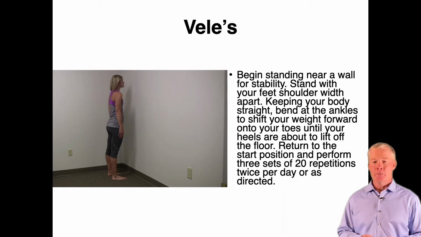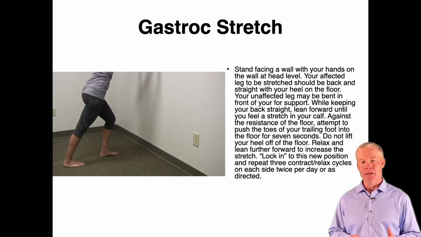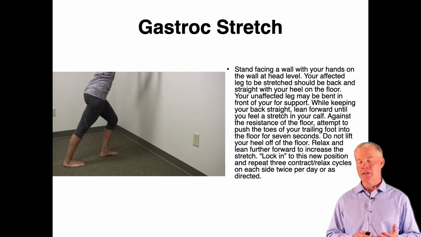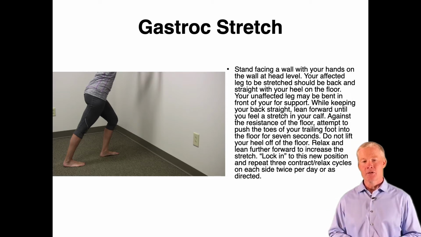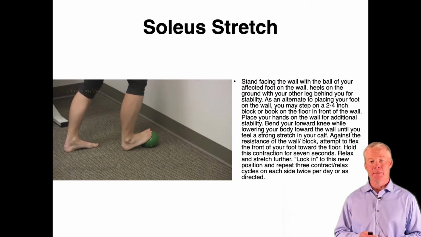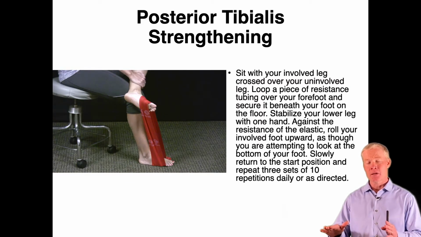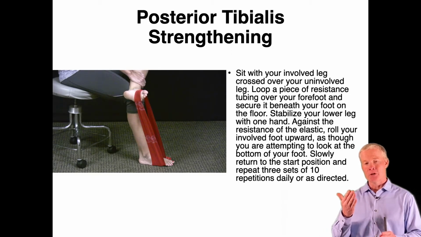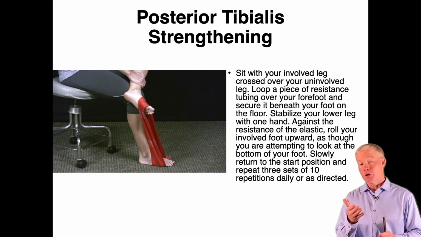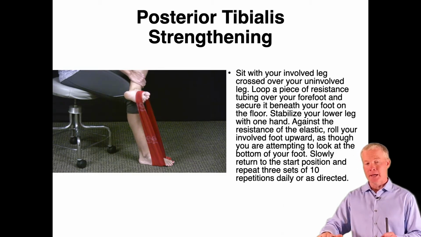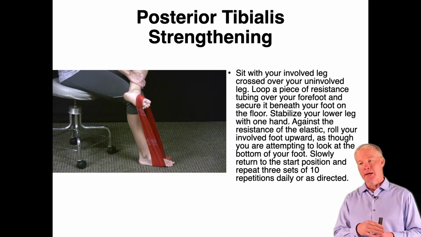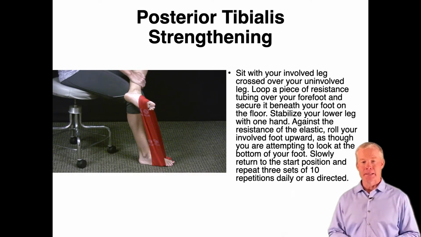We'll also make sure the patient knows how to stretch out their gastroc and soleus so that those muscles are staying limber. Remember, the gastroc is stretched with the knee straight and the soleus is stretched with the knee bent. We'll do some posterior tibialis strengthening. You've seen this exercise with a piece of rubber tubing, bringing that patient's foot up into hyperpronation, bringing that patient's foot into internal rotation so that we're looking at the bottom of the foot and then dropping back down. Coming back up to look at the bottom of the foot and then dropping back down.